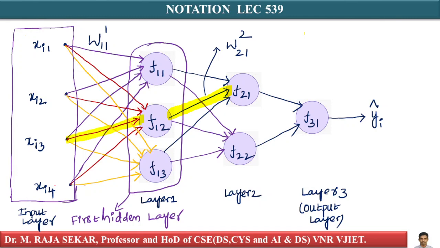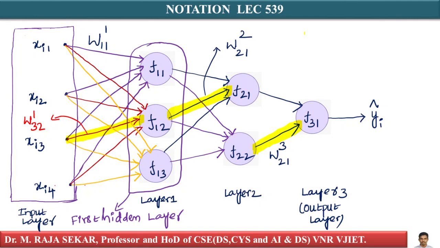What is x_i3 to f12? How can I write it? Which layer is it going into? It is going into layer 1, so put 1 in the superscript, W to the power 1. What do we have to keep in the subscript? From and to. In the subscript I must keep from and to. Where is it going from? It is going from the third input. And where is it going to? It is going to the second, isn't it? So I must write W32 to the power 1. Consider another one: it's going to the third, it's going to layer 3.